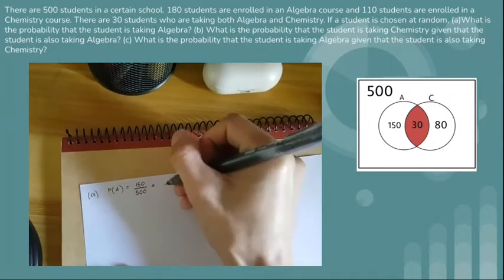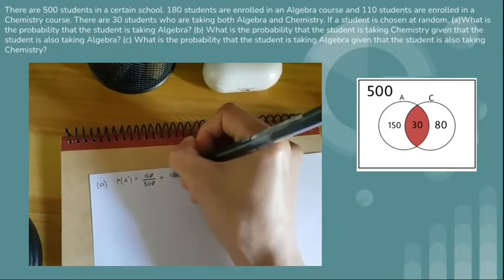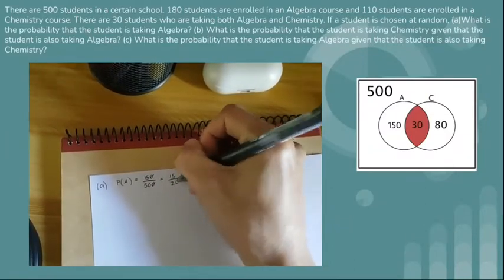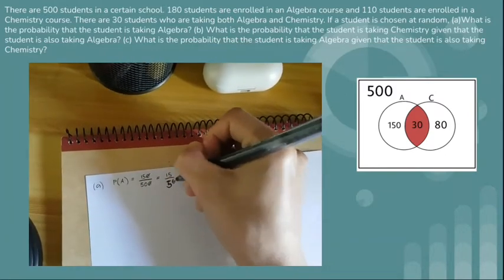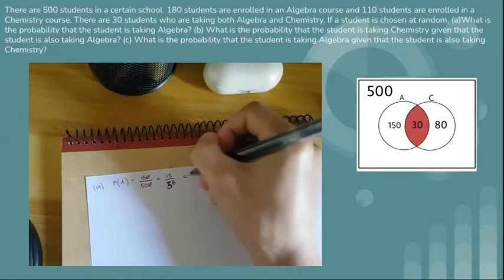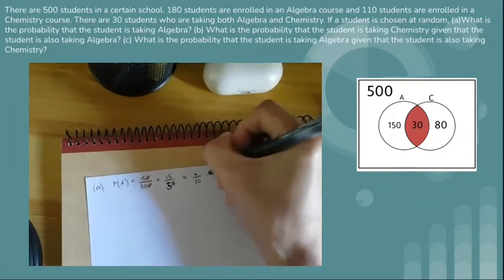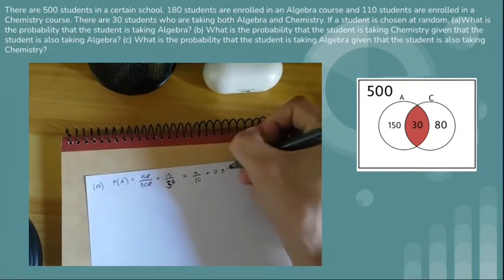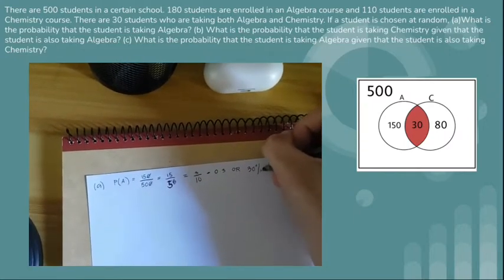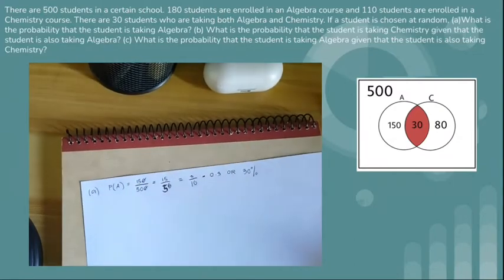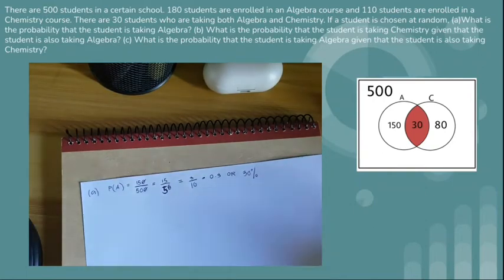So, equals cancel 15 over 50. 15 over 50 equals 3 over 10, then equals 0.3 or 30%. So, 30% is the probability of taking the algebra course only.